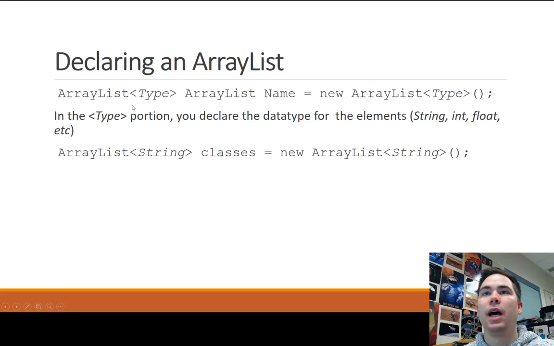So in Java, the way that you declare this, so you have ArrayList, that's the type, then ArrayList name, right? So what you're going to name it. You're declaring that this is an ArrayList type, then your name for it, and then equals new ArrayList, and then type. So this would be your data type right here. This would be data. Right, so in the type portion, you declare the type of the elements. And then over here would be data as well.